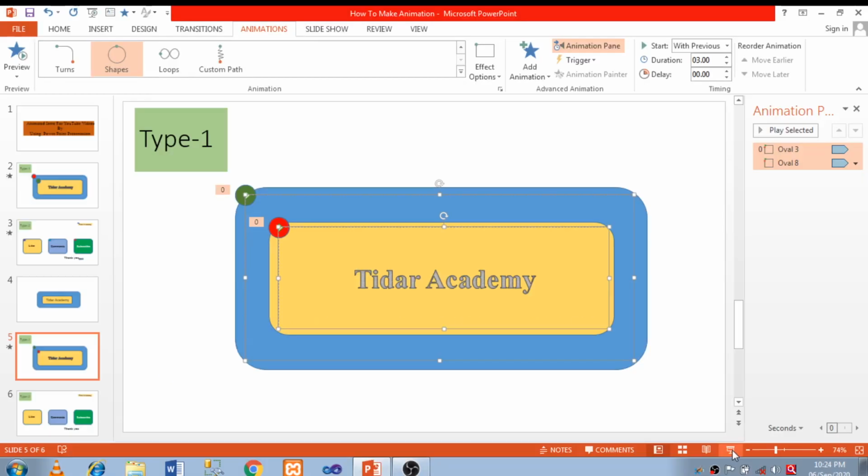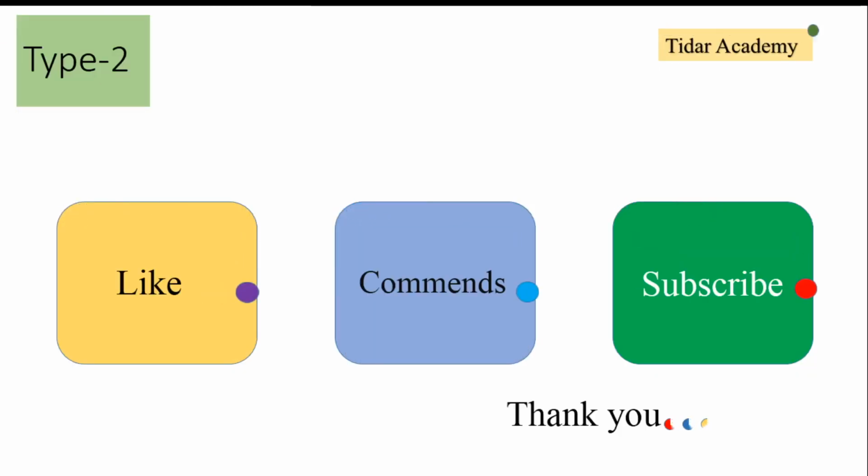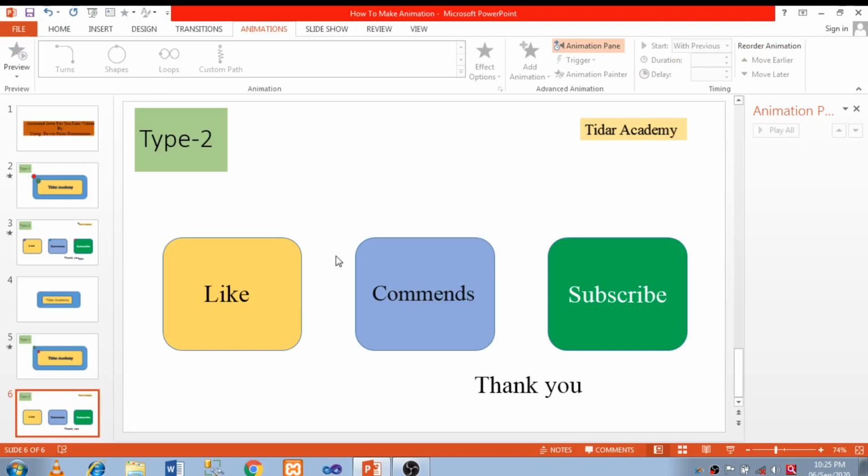Now for the second page, these balls are moving continuously, and here for thank you they are moving like a wheel, also moving for our channel name. So how to do this? Similarly, here I have selected 3 rectangles, and I have added the text like, comments, subscribe, and here is the thank you. Here is my channel name Tidar Academy. This is our second type.